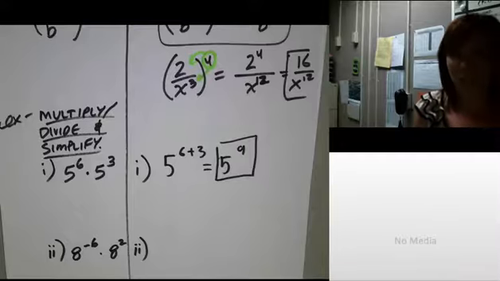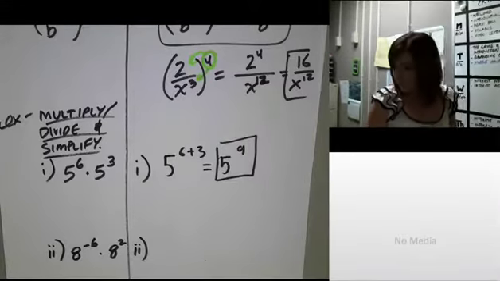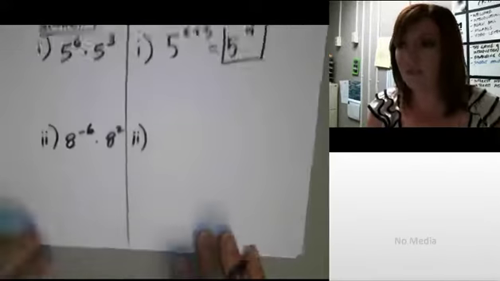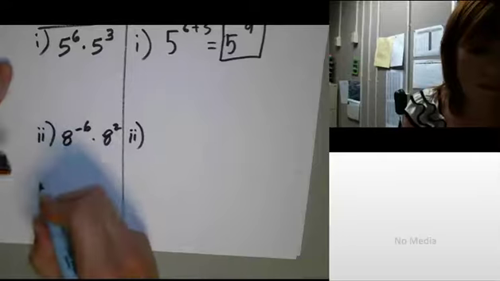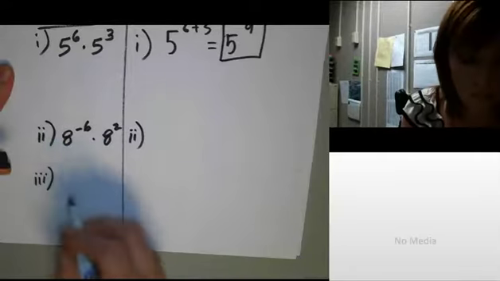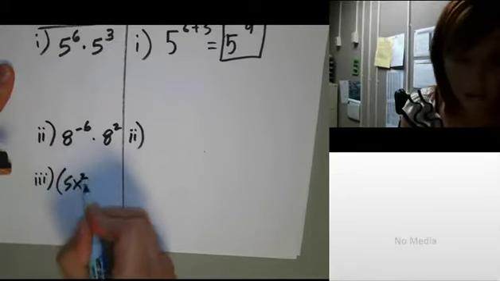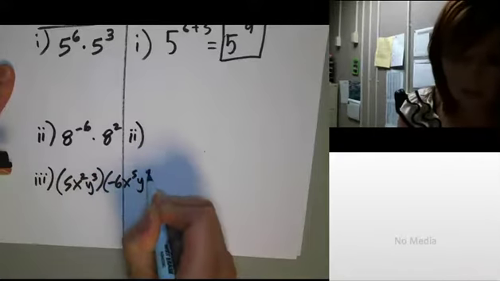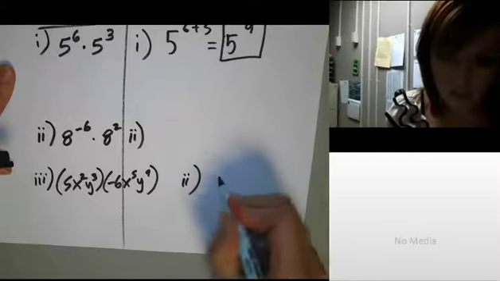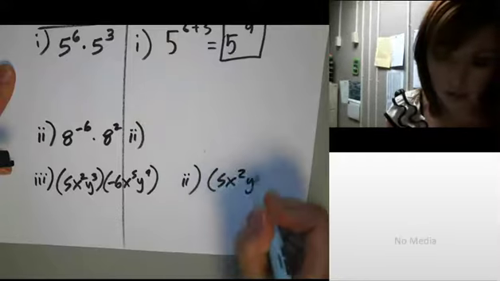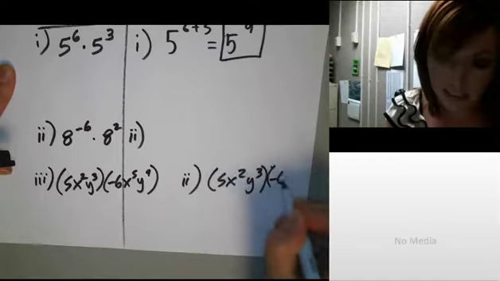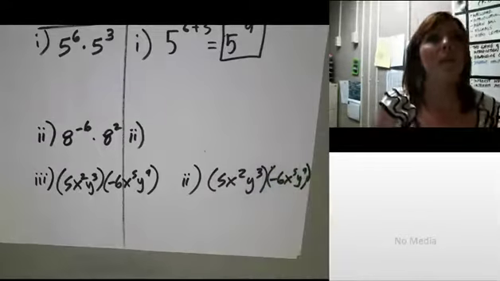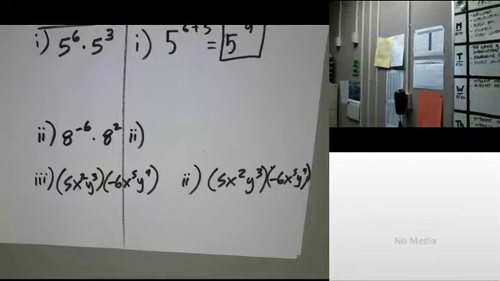Olivia, and then Thane, I'm going to get you on the next one. Thane, I'm going to put the next problem up here so you can see what it is first. This one's a little bit bigger. 5x squared y to the third times negative 6x to the fifth y to the ninth. Let me write it over. That's the one that you're doing, Thane. Go ahead and grab one of those.